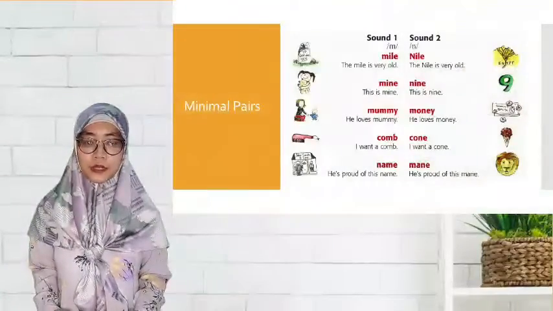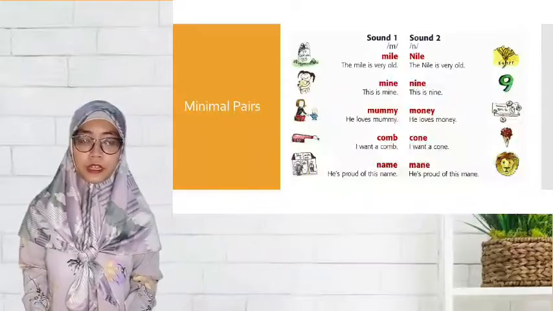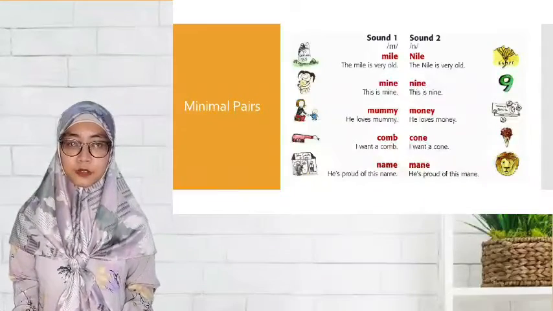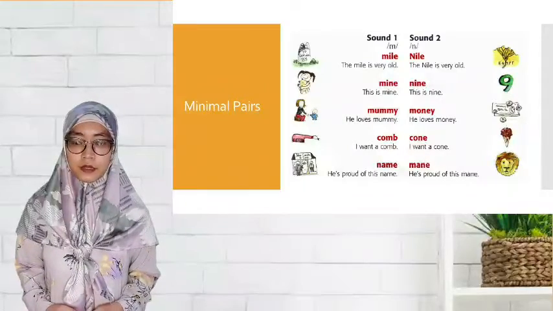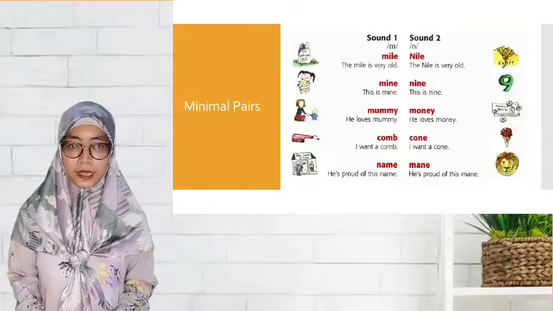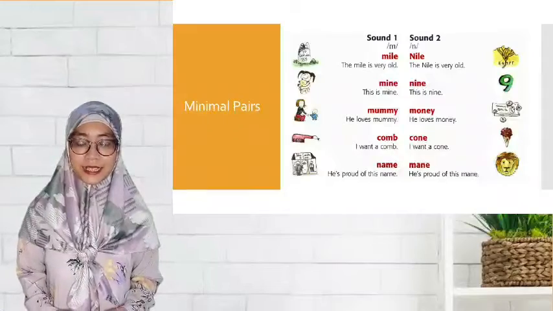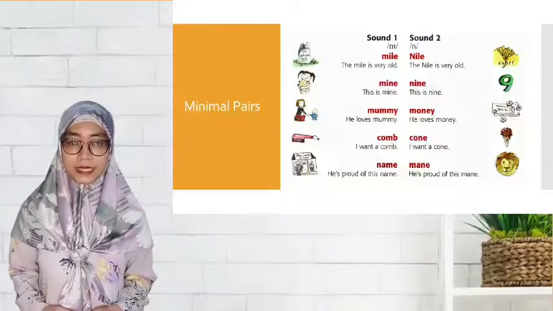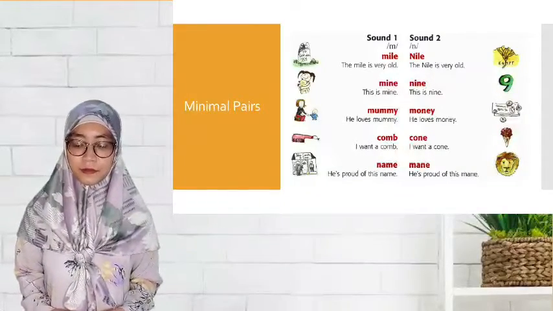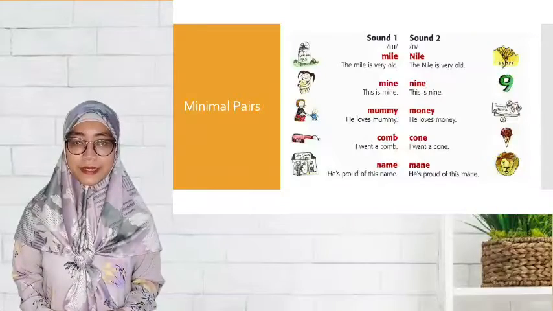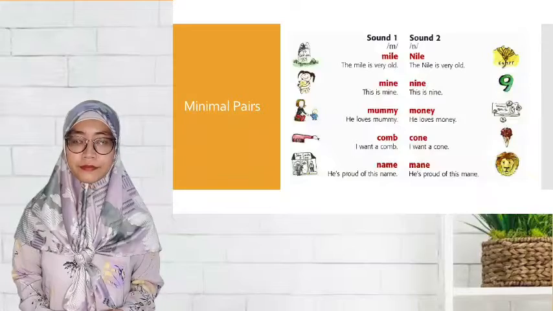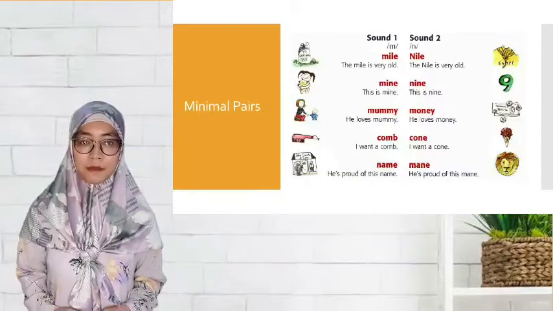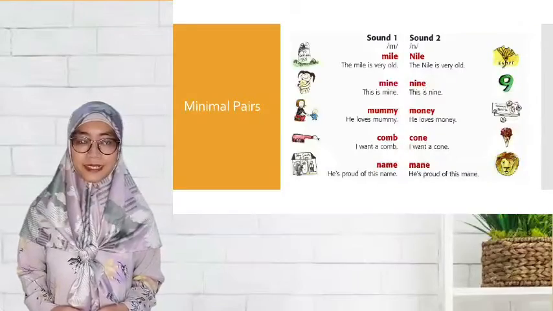The n sound has minimal pairs with the m sound in some words. For example, like the words mile and Nile, mine and nine, mummy and money, comb and cone, name and main.